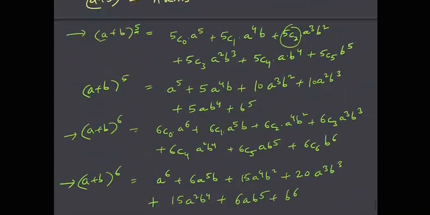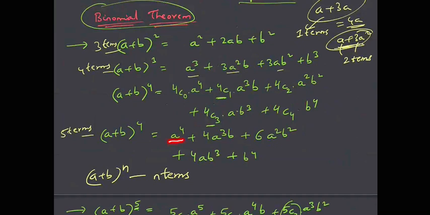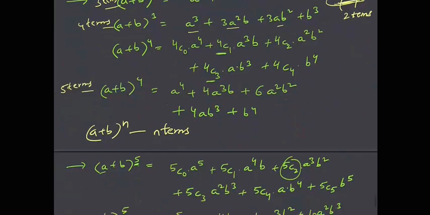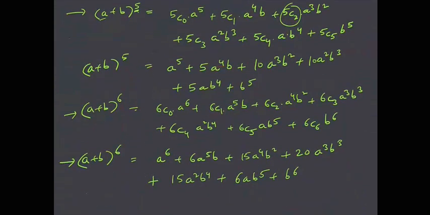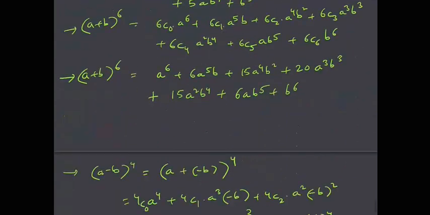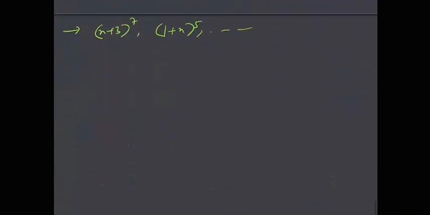Also you can observe that in every term, what is the sum of powers of a and b? Here 3 plus 1 is 4, 2 plus 2 is 4, 1 plus 3 is 4. So the sum of powers of a and b is 4 in any term. Similarly, in this expansion the sum of powers of a and b is 5 in any term: 5, 4 plus 1 is 5, 3 plus 2 is 5, 2 plus 3 is 5, 1 plus 4 is 5. So in any term, the sum of powers of a and b is 5. Now let us generalize this.